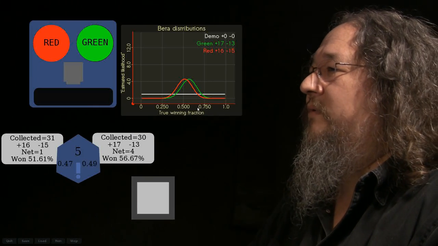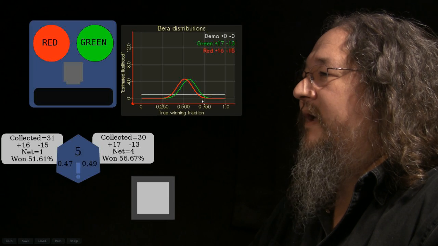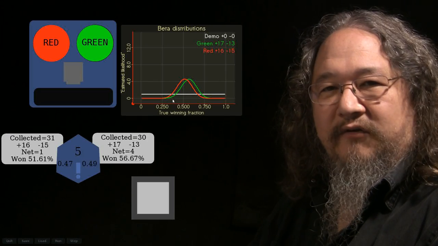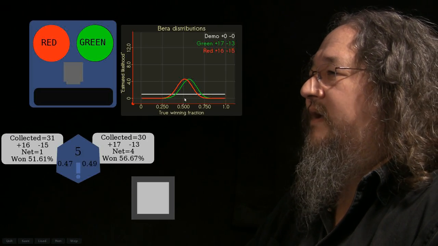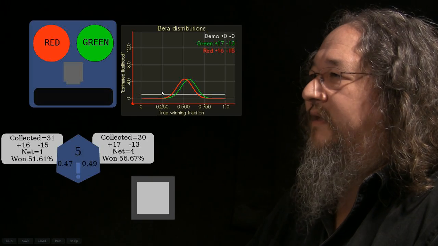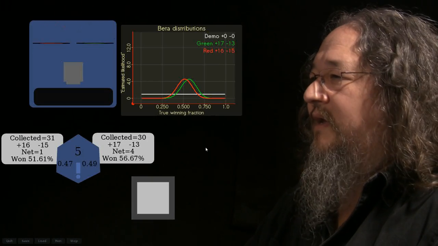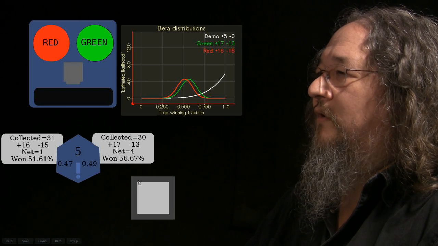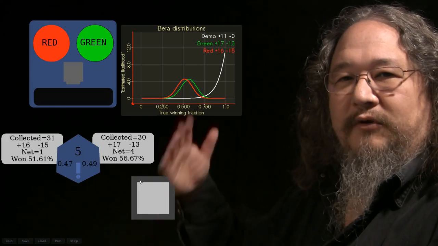I mean, the green guy has some height all the way out at like 0.7 and all the way down to, I don't know, maybe 0.3 or something like that. The white guy is a little demo rod, and he's completely flat. If we've never tried him at all, it's completely flat. But as we try it and start to get wins, the curve gets sharper and sharper toward the wins.